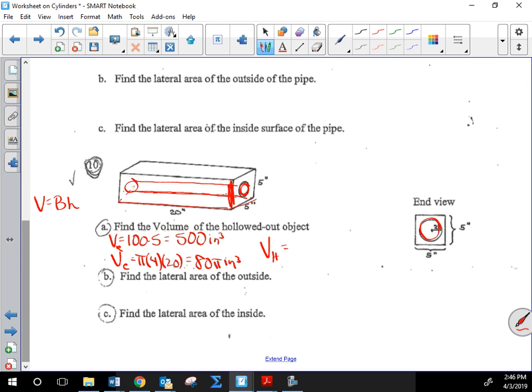So our volume of the hollowed out object would be the whole thing, 500, minus the Jell-O we slurped out, 80 pi inches cubed. Can we combine them? Actually, whenever working with pi, it's preferable to leave it as pi because that's the exact answer rather than the nastiness. But if I told you to give me the decimal, and I gave you a calculator, then yes.